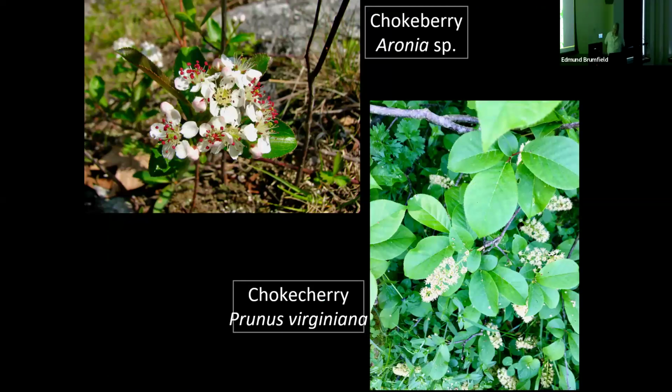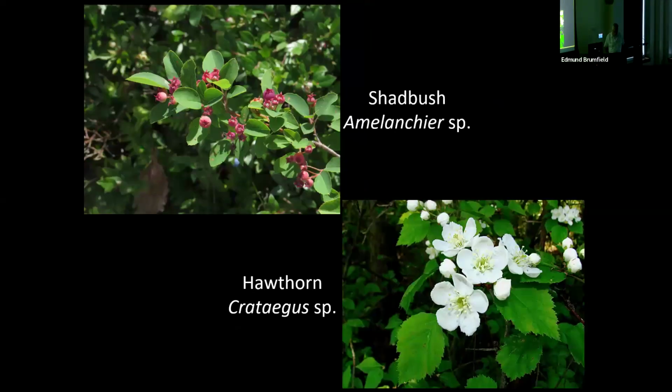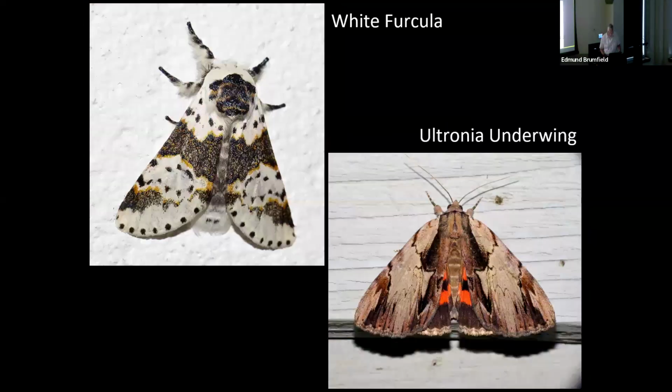Here's some more examples of plants in the rose family: chokeberry, the genus Aronia, choke cherry, Prunus virginiana. Shadbush is in the rose family, and various hawthorns are also in the rose family. I say Crataegus species because who knows? Very hard to identify. All it takes for a fist fight is 1 hawthorn and 2 botanists. So what feeds?